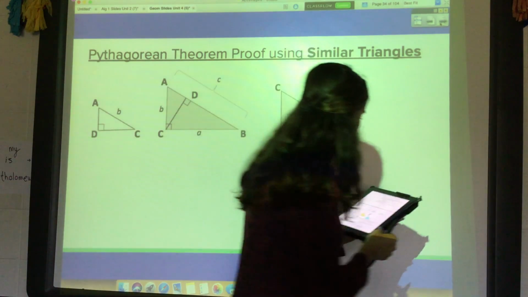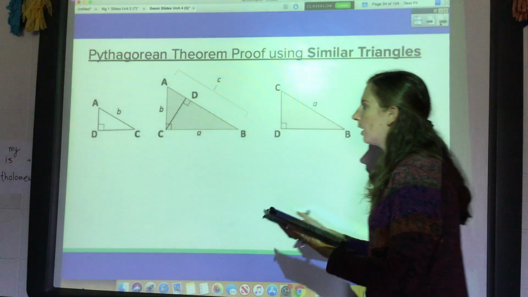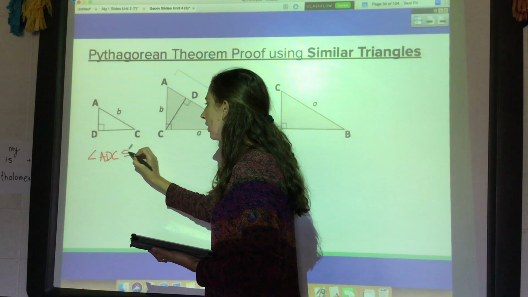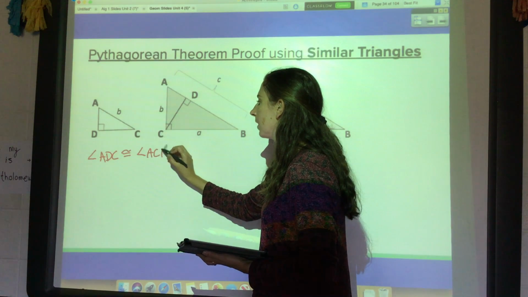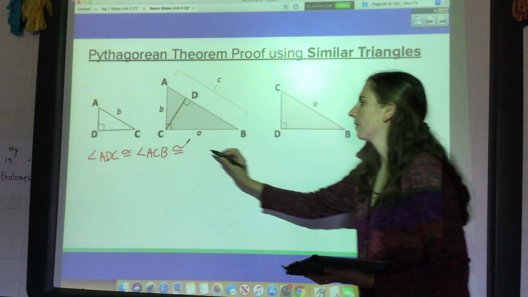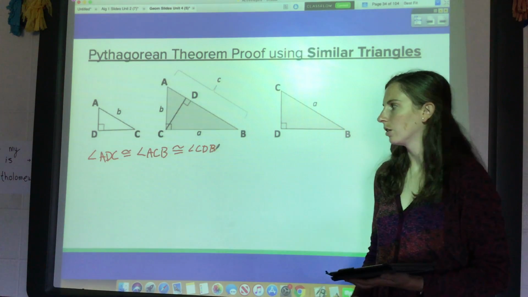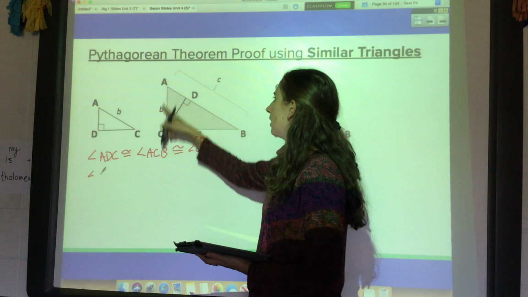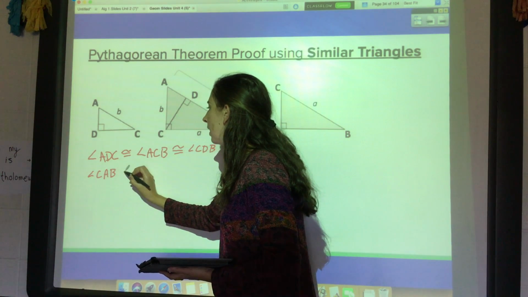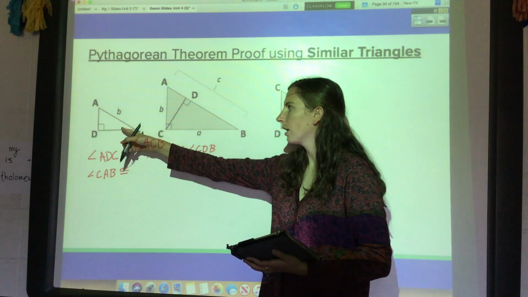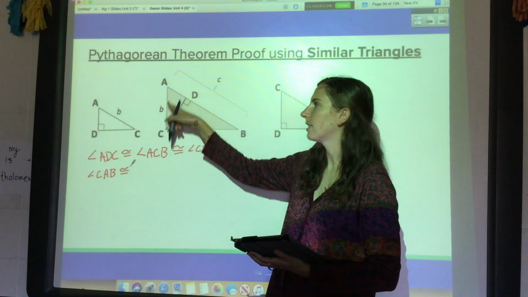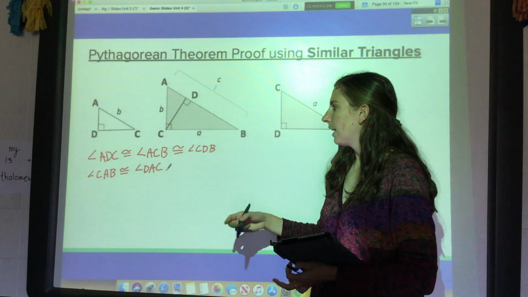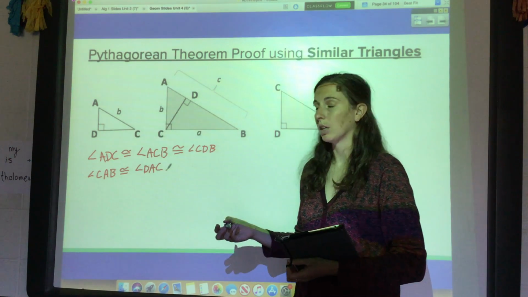Okay, so the first part of this proof is to say, okay, well, angle ABC is congruent to angle ACB, which is congruent to angle CDB. That's because they're all right angles. I also know that this angle right here, angle CAB, is congruent to the little triangle, DAC, because it was there at the same spot. And so they share that one, and so I know that these two are congruent with or similar with angle-angle.